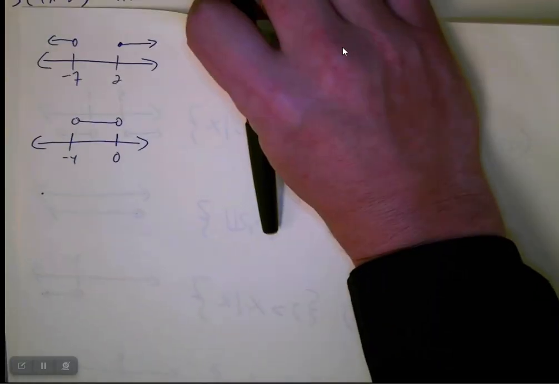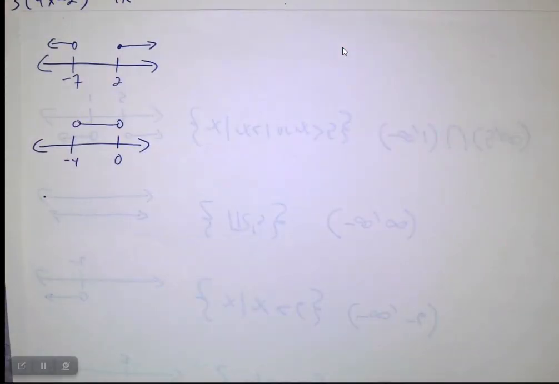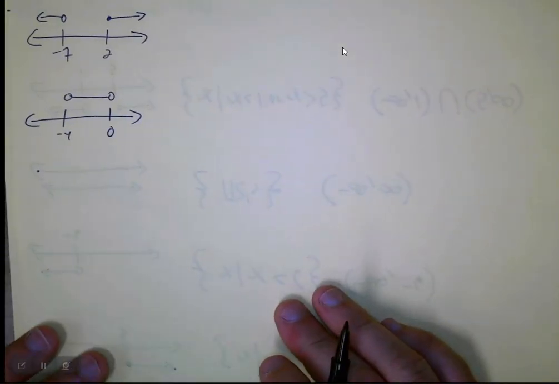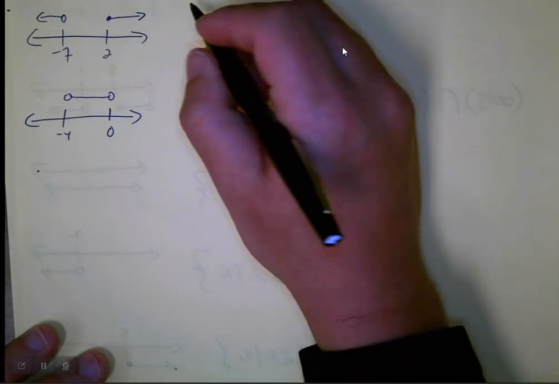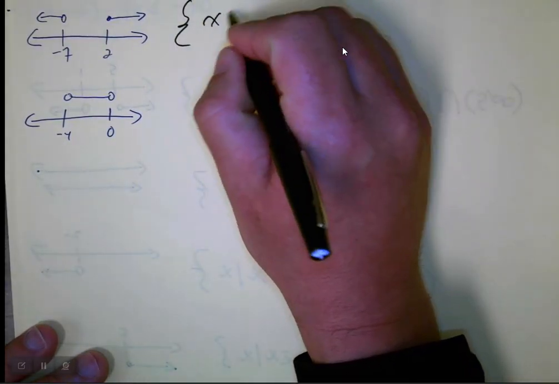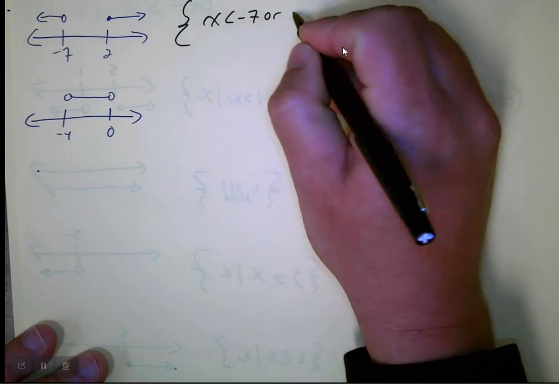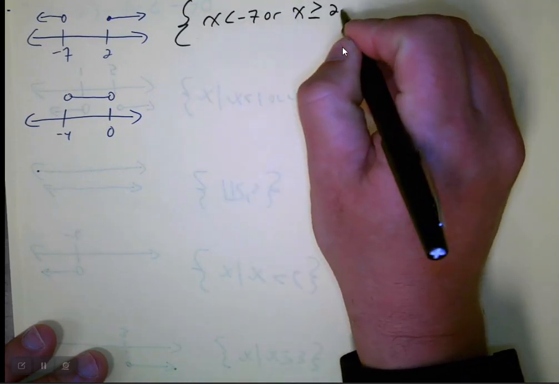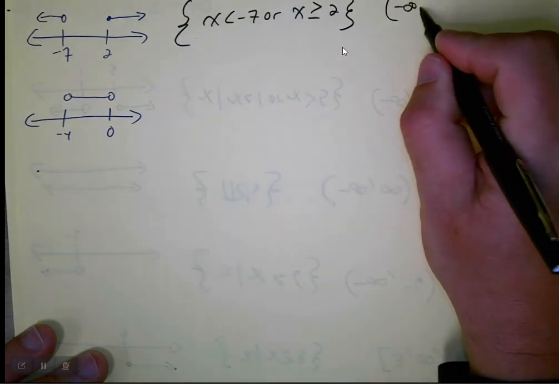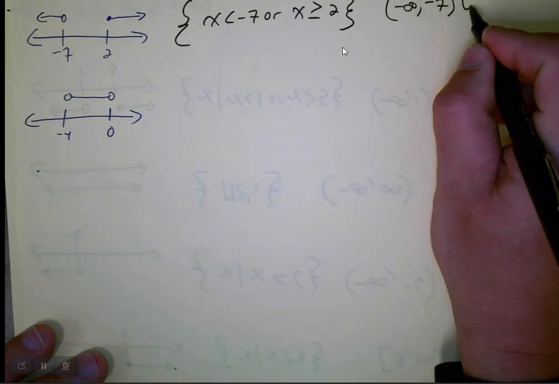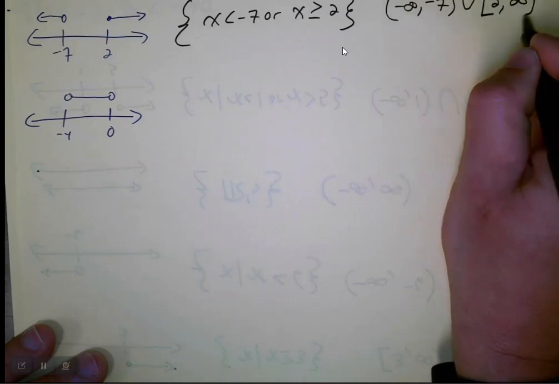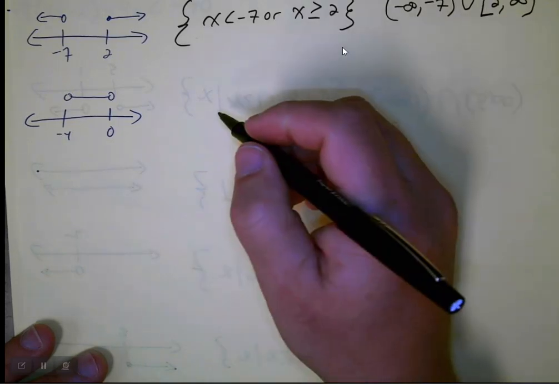Finishing out a couple other ones. This one is or. So for your set notation, it is x such that x is less than negative 7 or x is greater than or equal to 2. What does this look like in interval notation? Negative infinity, comma, negative 7, union, positive 2 to infinity.